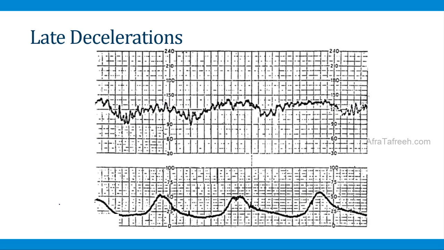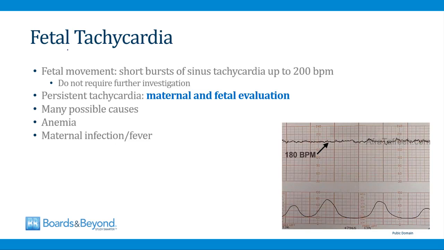And here's an example of late decelerations just to make this very clear. The uterine contraction is here. The deceleration begins after the start of the uterine contraction, and the return to baseline is after the contraction has finished. Let's talk about fetal tachycardia, which, as we already mentioned, is when the fetal heart rate climbs to above 160. As I said before, fetal movements result in short bursts of sinus tachycardia that can be up to 200 beats per minute. These are a normal and benign finding, and they don't require any further investigation.